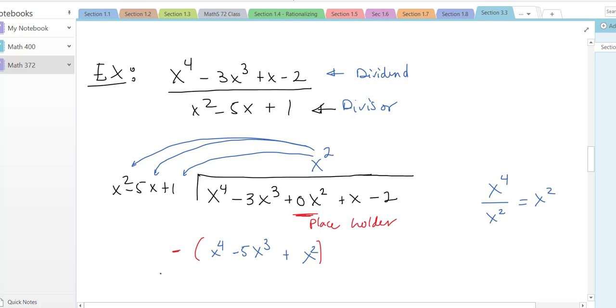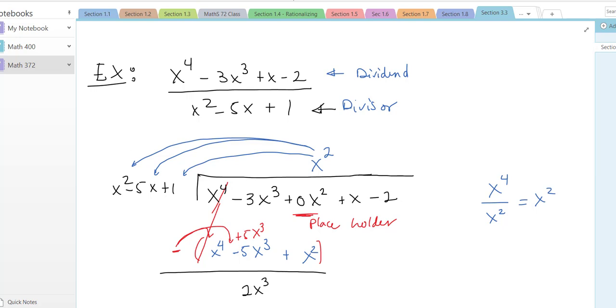So what do we get when we subtract? This is again where it's going to be really important to distribute your negative. So negative 1 times x to the fourth, those cancel. The negative times a negative 5 becomes a plus 5x cubed. And so negative 3x cubed plus 5x cubed gives us 2x cubed. And distribute your negative. Negative times a positive becomes a negative x squared. So 0x squared minus x squared becomes a negative x squared.